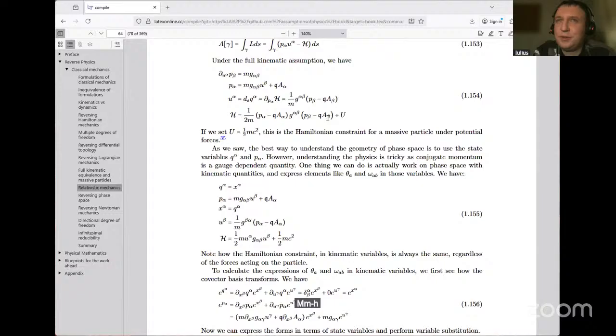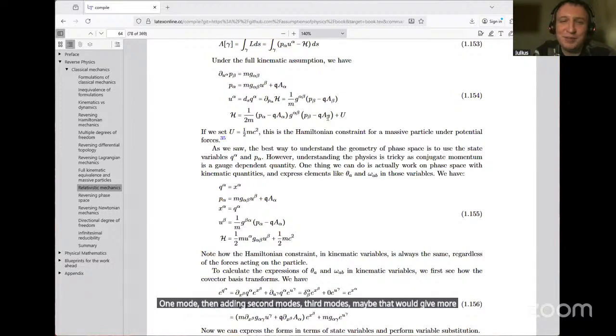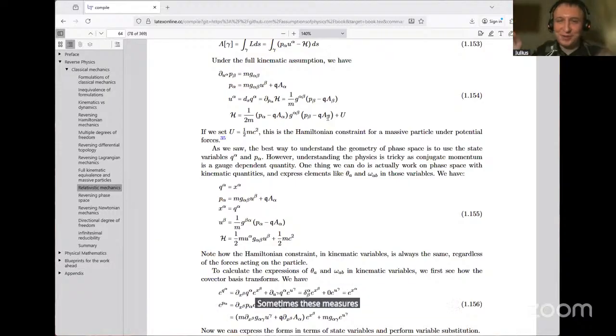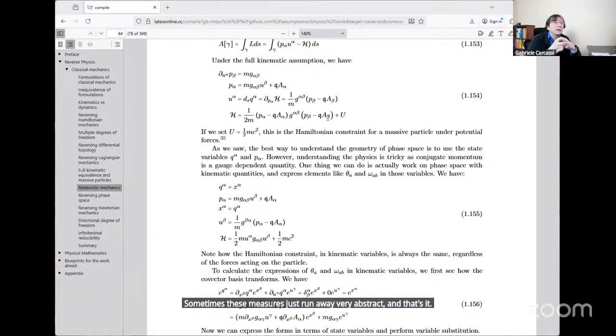And I was also thinking if it's even possible to, let's say, not rush to the limit of infinity, but actually start with these cylinder measures, starting with one mode, then adding a second mode, a third mode. Maybe that would give more intuition, because sometimes these measures just run away, very abstract, and that's it. Yeah, so it's a completely open problem.